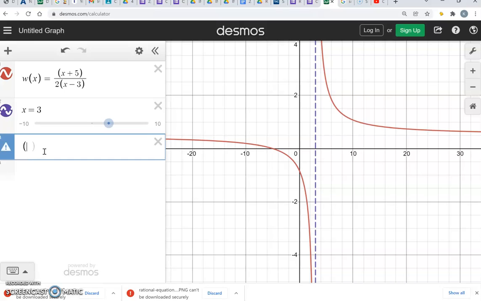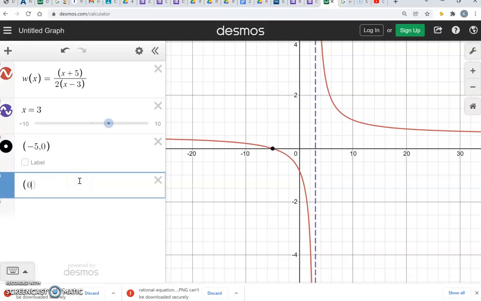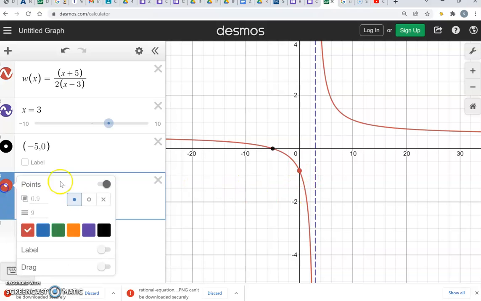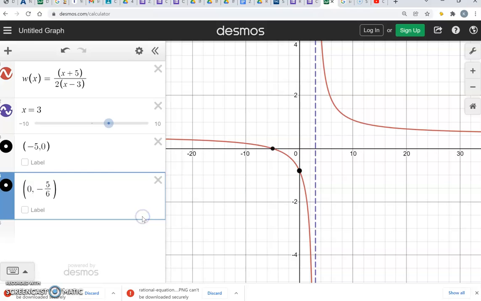The x-intercept would make the numerator 0. That would be negative 5, so here's our x-intercept. The y-intercept, if I plug in a 0, it looks like I'm going to get a negative value. It's going to be a 5 on top and a 2 times 3 on the bottom. So here's our intercept. I'm just going to make it maybe the same color as the other intercept.